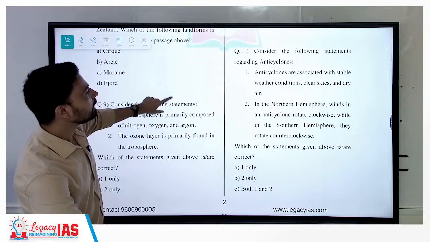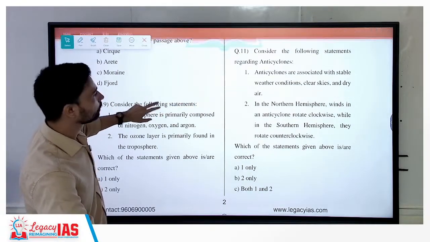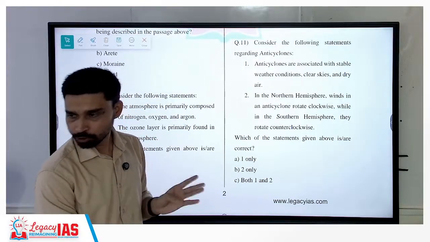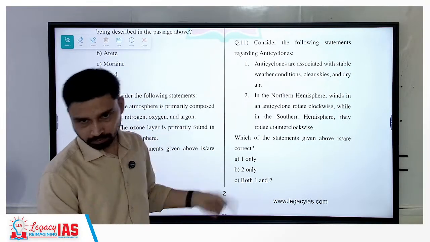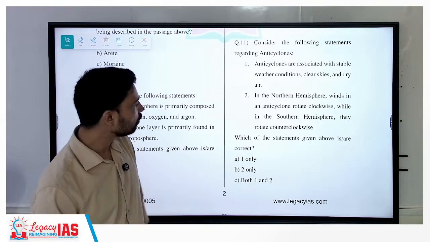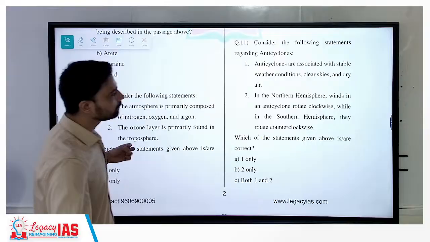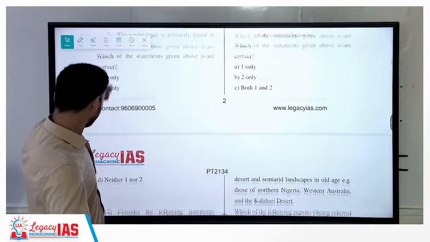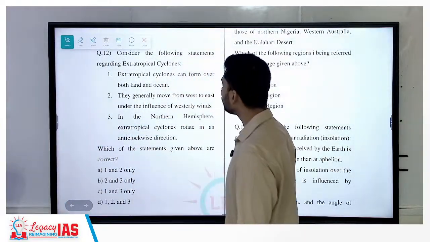Then regarding anticyclones, we have discussed anticyclones are associated with which kind of weather? Stable weather, clear sky, dry condition, because no cloud formation, no condensation, no rainfall. In the northern hemisphere, wind in an anticyclone, as we discussed yesterday, rotates clockwise, while in the southern hemisphere it rotates anti-clockwise. Both statements are correct. In the northern hemisphere, cyclone is anti-clockwise, anticyclone in clockwise direction. So C.